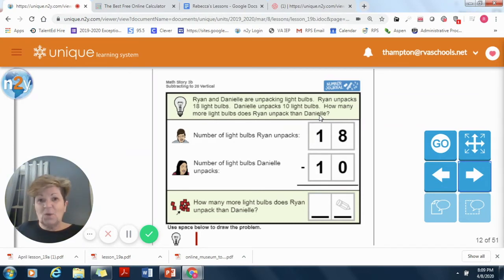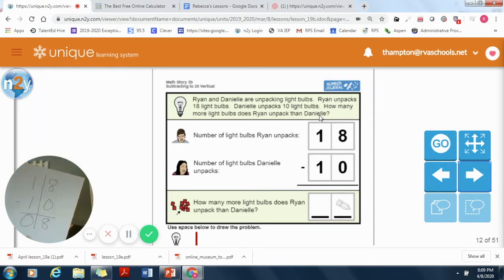Then very simple. 1 minus 1. If you have 1 pair of tennis shoes and you give that 1 pair away, how many pairs of tennis shoes do you have left? You have 0. No pairs of tennis shoes left.